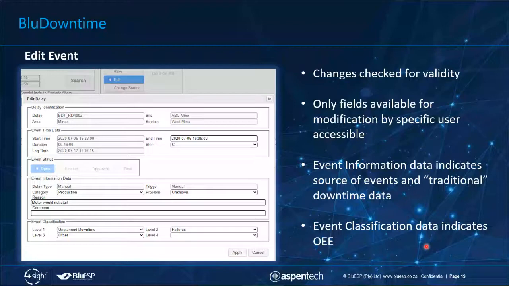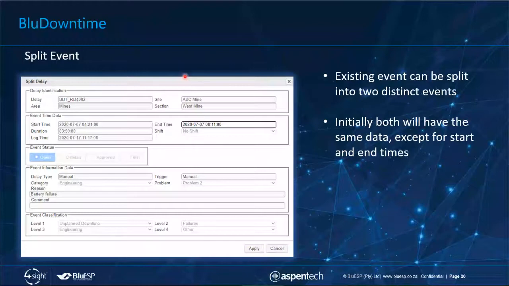Right, to split the delay, we allow existing delays to be split into two distinct events, and initially both events will have the same data except for the start and end times, and we do that by specifying an end time that falls between the existing start and end times. And it will then split it into two events, and the user can then for each event specify its own information on the event information and classification.